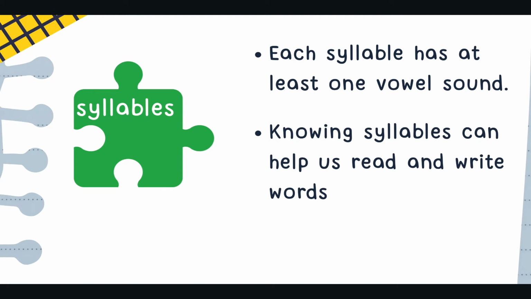Knowing the syllables can help us to read and write the words. And there are 6 types of syllables. I know, your brain is probably spinning. You're like, Miss Arwood, 6 types. I know. But don't worry. As soon as you learn them, they're going to be so incredibly helpful.